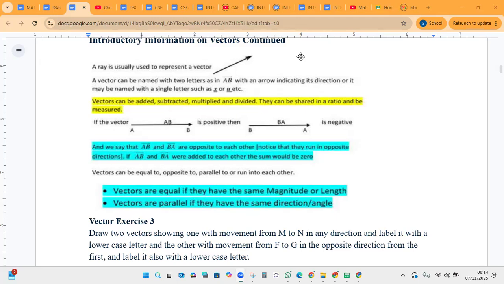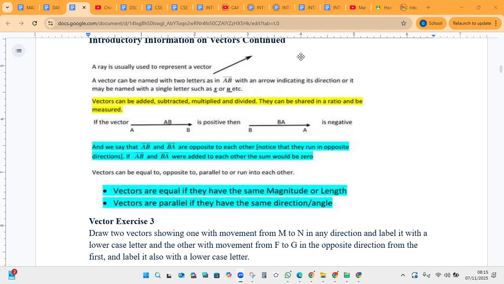Okay, so here we can introduce the fact that the word opposite in vector language is translated with the negative symbol, the negative sign. So when you see the negative sign in a vectors problem, you can say the word opposite. Now notice that they run in opposite directions. So if vector AB and vector BA were added to each other, the sum would be 0.